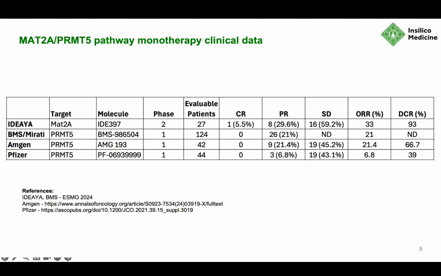Thanks, Keith. So yeah, I think it's fair to say some very promising emerging clinical data in both the PRMT5 and MAT2A space. Insilico Medicine actually has its own MAT2A inhibitor that was developed by our in-house generative AI-driven drug development platform, Chemistry42. How is this program positioned relative to competitors, and what's the current development status?